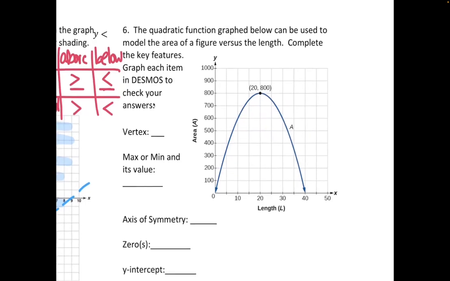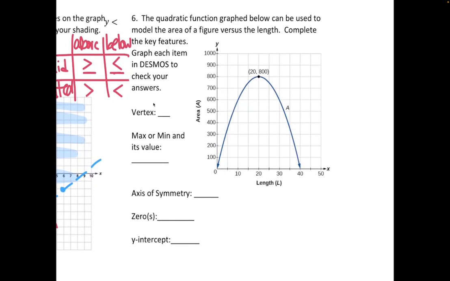Number 6, we're looking at this graph. We have a quadratic here. You could graph each item in Desmos if you wanted, but you should know most of this vocabulary. Your vertex is your (h, k), where it changes direction. It is a max because it's at the top. And the max value, this is your k. A lot of people on the last test wrote the h value or the x value. The max value is going to be your k or your y value.